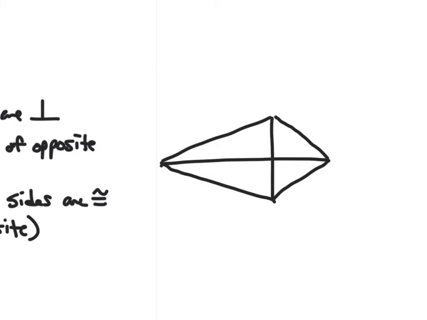First thing I know is that the diagonals are perpendicular, okay? I know that only one pair of opposite angles are congruent, and it's always this pair, okay? And then I know that two pairs of sides are congruent, but they're not opposite. So what I would do is say that these two segments are congruent and that these segments are congruent, okay?